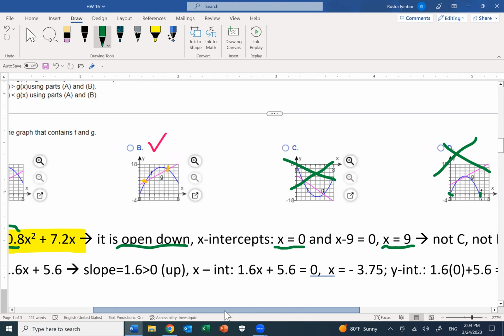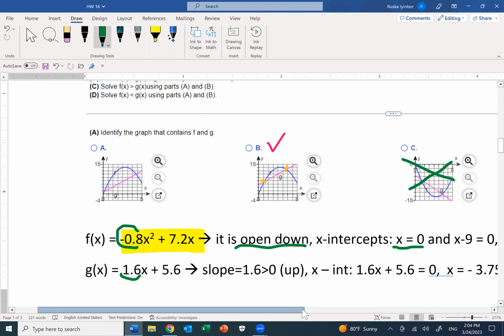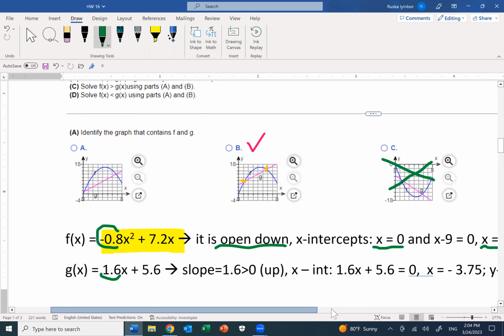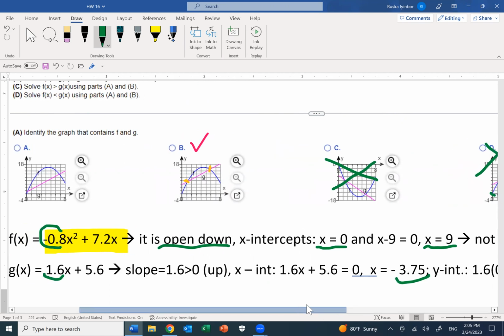Now we're going to look at A and B, which one is the right one. We're going to look at the graph for function G. G is a linear function, 1.6x plus 5.6. The number in front of x is the slope, which is positive. That means the graph is increasing. Both of those graphs are increasing, so nothing so far. Then you're going to find the x-intercepts. We're solving the function equals 0, and that gives me negative 3.75. Looking at those, it's not very clear which one it is.